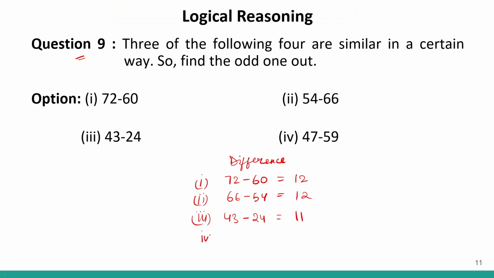Okay. And if I look at option number 4, it will be 59 minus 47. And 59 minus 47 will be equal to 12. So I can see in option number 1, 2 and 4, the difference is 12. But in option number 3, the difference is 11. Therefore, option number 3 is the odd one out.